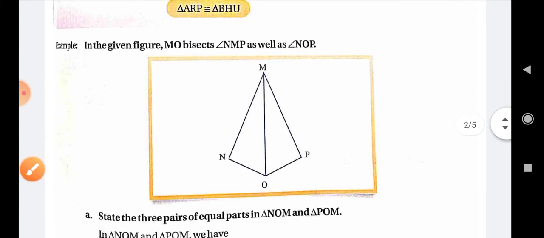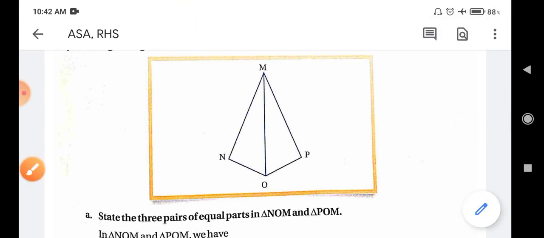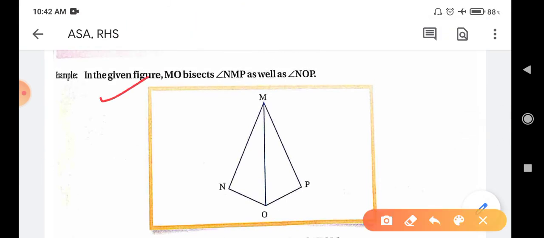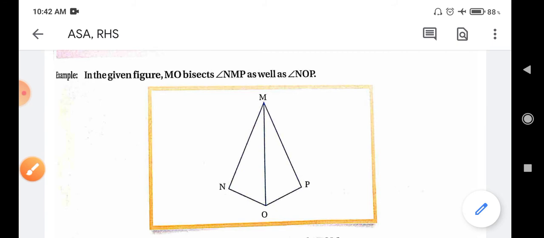Next example is, in the given figure, MO bisects angle NMP, that means this angle. MO is bisecting this angle, that is it divides the angle into two equal parts. That means if it is angle 1 and it is angle 2, then angle 1 and angle 2 are equal. Also MO divides angle NOP into two equal parts. That is, if it is angle 3 and it is angle 4, then 3 is equal to 4. That means these angles are equal.